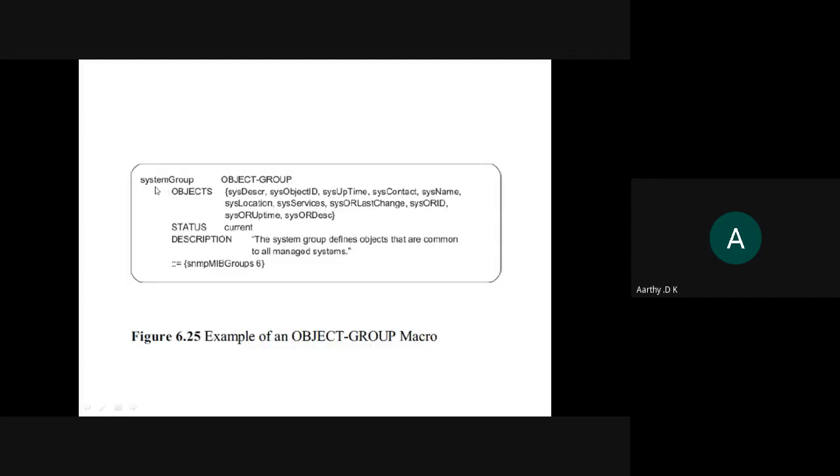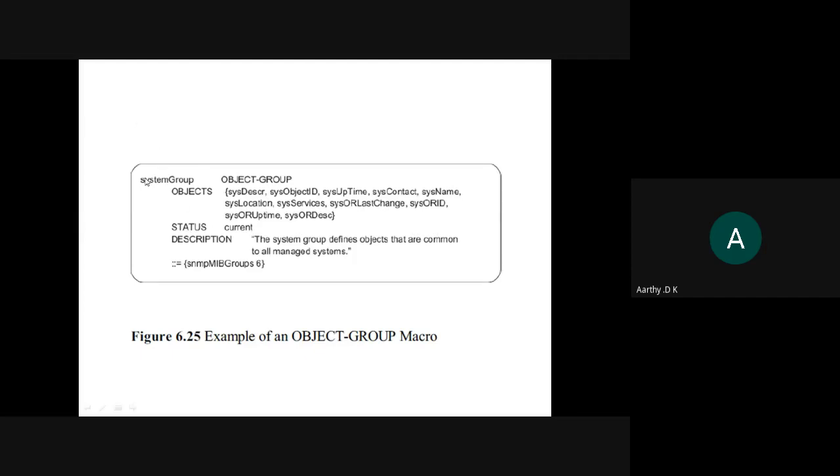So this is your system group. Your system group contains a group of many objects that are related to each other. This system group object will follow your object group macro. What are the objects that are grouped in this system group? That I have specified here: system description, system object ID, system uptime, system contact, system name, system location, services, last change, ID, uptime, description. These are the different objects that belong to your system class, and these are grouped into a group name called system group.